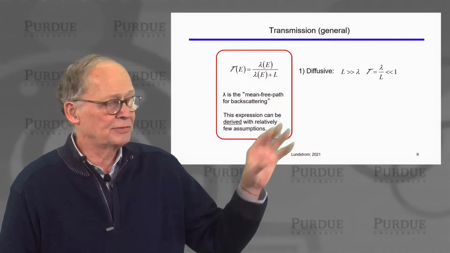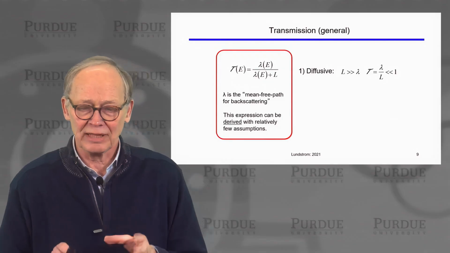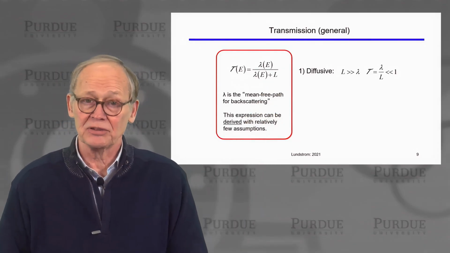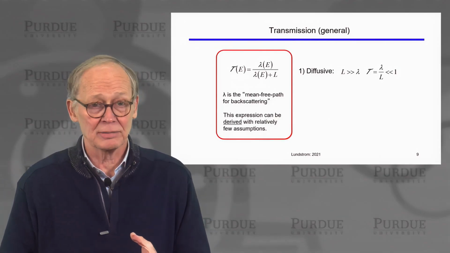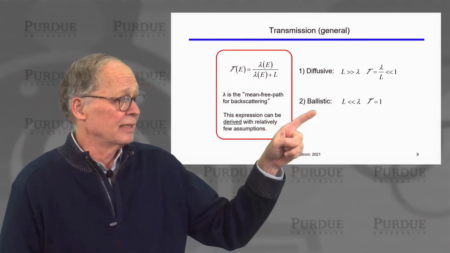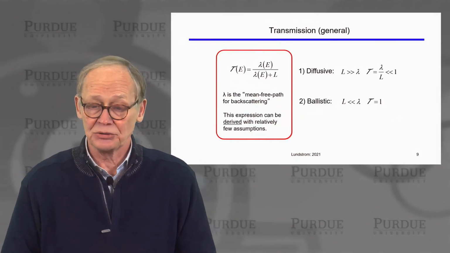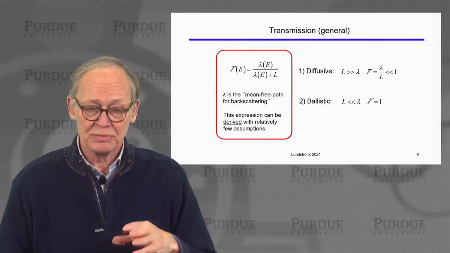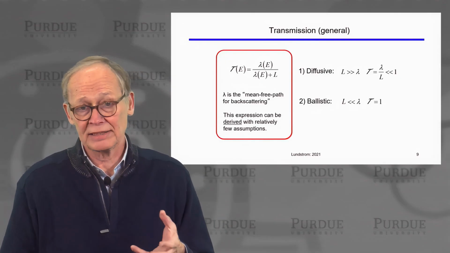So for example, in the diffusive limit, where the device is many mean free paths long and there's lots of scattering, this expression simply reduces to transmission being the ratio of the mean free path to the length of the device, and that's much less than 1. In the other limit, the device length is much shorter than a mean free path, and this expression reduces to 1. That's the ballistic limit that we talked about. So this expression works from the diffusive limit to the ballistic limit, and it works in between.